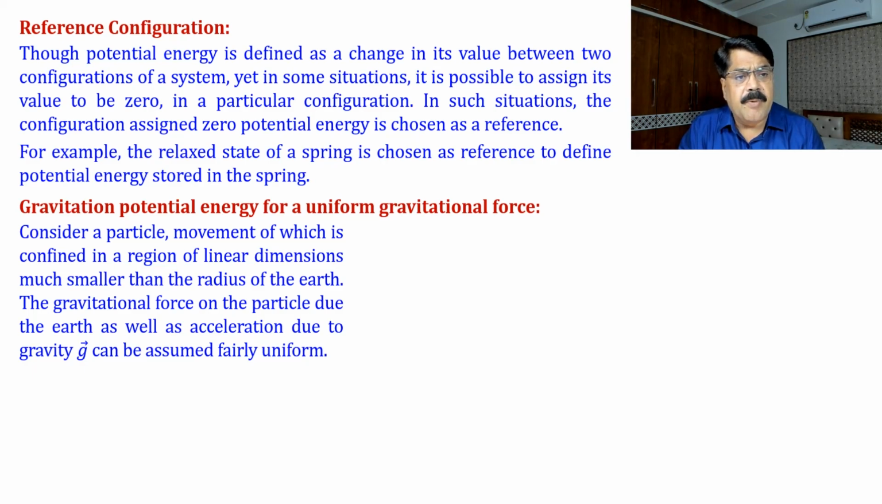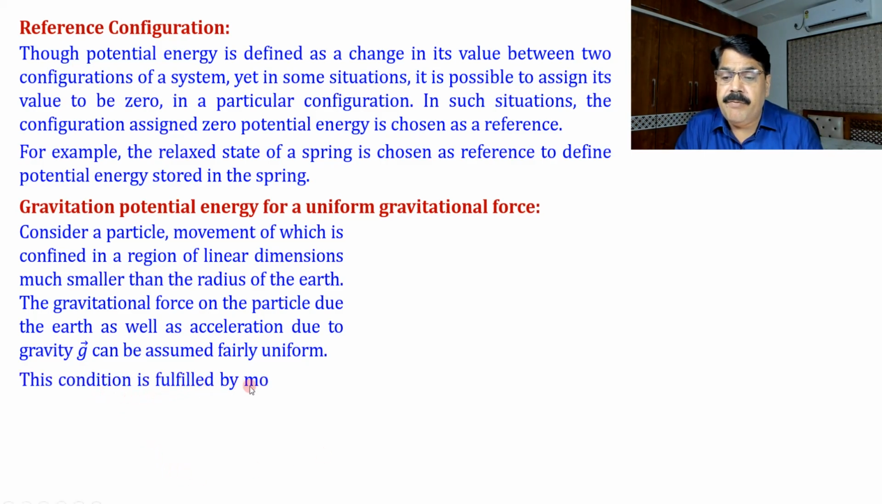For terrestrial bodies, meaning the body is moving near the Earth's surface, say even an aeroplane, the height of the aeroplane from the Earth means the movement of the aeroplane is in a region which is much smaller than the radius of the Earth. So for all terrestrial bodies, we can assume gravitational force to be uniform, or acceleration due to gravity to be uniform. This condition is fulfilled by the motion of all terrestrial objects.